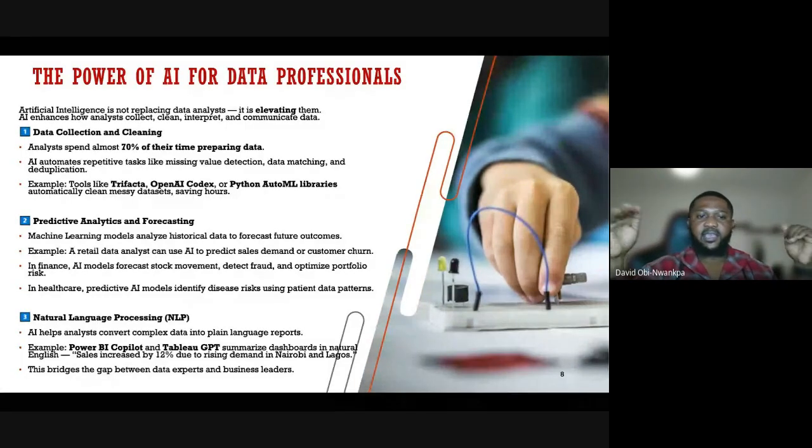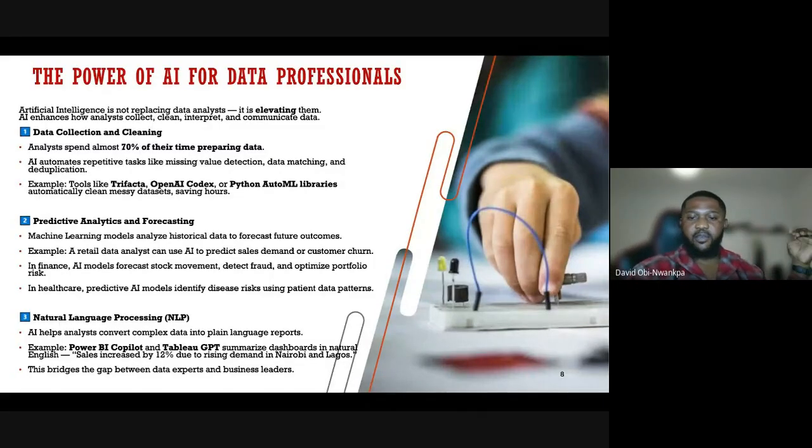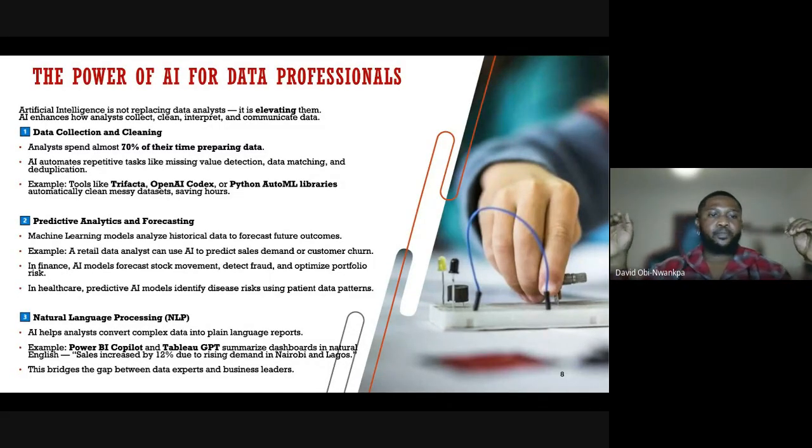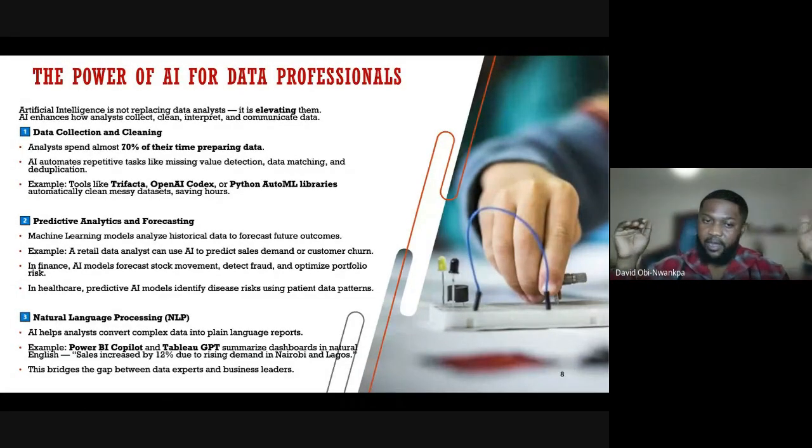So in that case, we can have sales increase by 12% due to rising demand in Nairobi and Lagos. And this bridges the gap between data experts and business leaders. So the AI that can be used here for natural language processing, the NLP, a good example is the Power BI Copilot and the Tableau GPT, and many others, but these are just the go-to ones that are very easy, and they're all free to use.